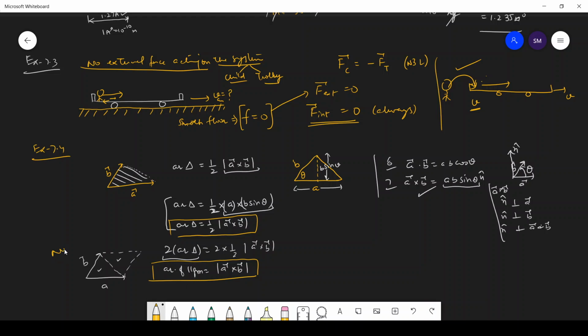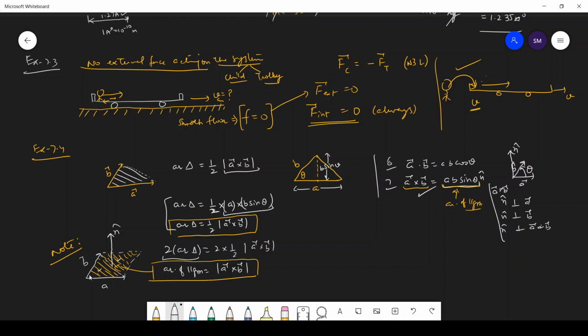Okay, students. What is the magnitude telling you? The magnitude of A cross B, which is AB sine theta, is the area of the parallelogram formed by these vectors. And what is the direction of A cross B? The direction of A cross B is perpendicular to the area of the parallelogram. Okay, so this is the perpendicular.